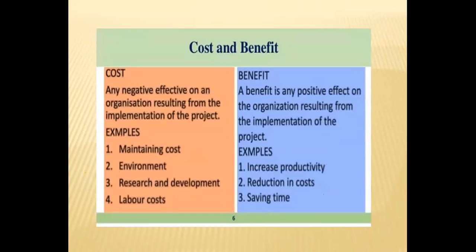Cost and benefit. A cost is any negative effect on any organization resulting from implementation of any project. Examples of the cost may be maintenance cost, environment, research and development, or labor cost. A benefit is any positive effect on an organization resulting from implementation of the project. It includes increased productivity, reduction in cost, saving time.